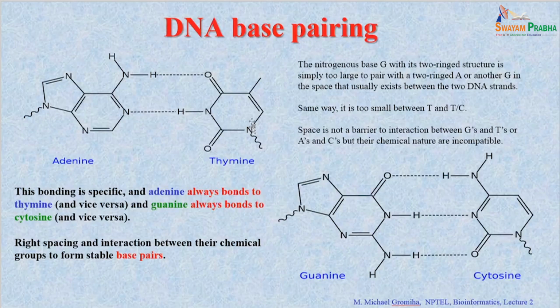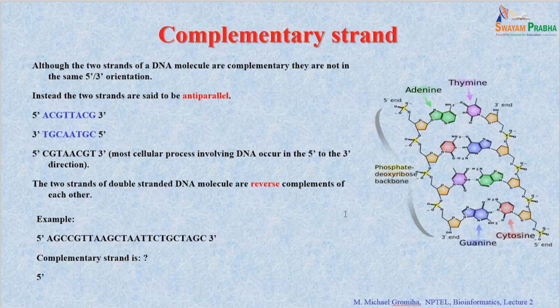So, if you know one strand, then we can know the complementary strand, because A always pairs with T and G always pairs with C. As I discussed, the two strands of a DNA molecule are complementary, but they are not in the same 5 prime to 3 prime direction. One is in the 5 prime to 3 prime direction, one is in the 3 prime to 5 prime direction. Most cellular processes involving DNA occur in the 5 prime to 3 prime direction, which is why sequences are written in the 5 prime to 3 prime direction.